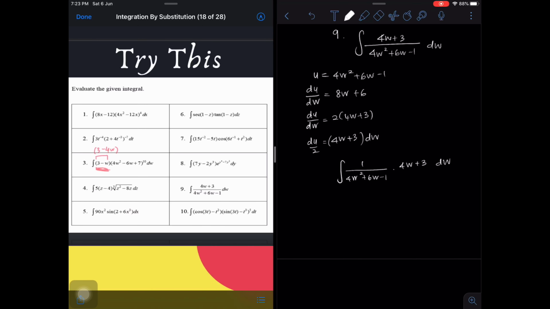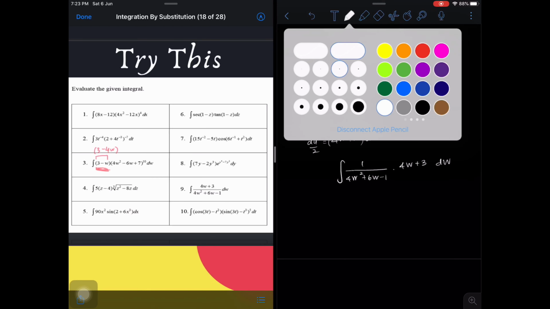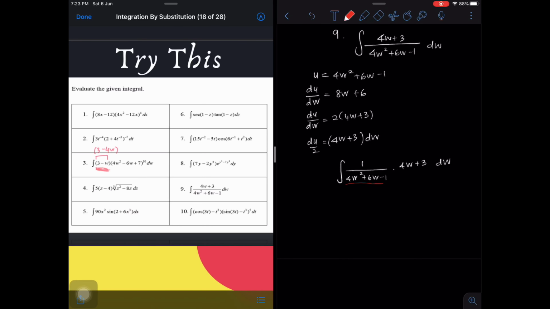This is the same thing as in the question. We decide that we want to substitute 4w squared plus 6w minus 1 equal to u, and along the derivation here we can see that 4w plus 3 dw is actually du over 2. So let's substitute. What we will have here is the integration of 1 over u times du over 2. So 1 over 2 is only a constant that we can bring out of the integral. Therefore, we have 1 over 2 integrate 1 over u du.